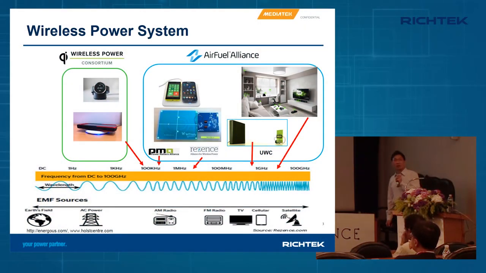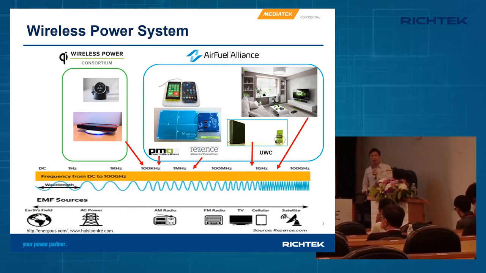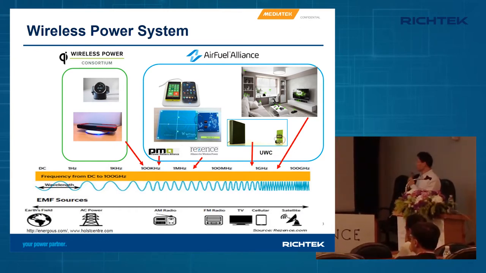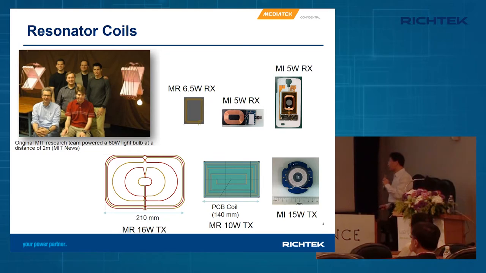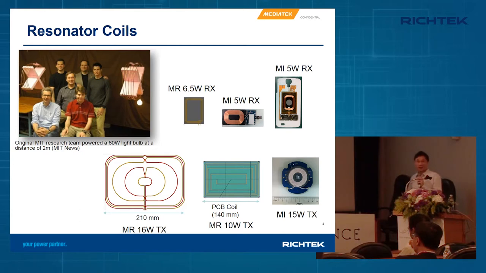There are two major wireless power standards, WPC and the A4WP alliance. Today, my presentation will focus on the inductive and resonant wireless power solution. This picture shows the MIT research team powering a 60 watt light bulb at a distance of 2 meters. In this picture, you can see the coil is huge compared to the coil used in consumer products. For consumer applications, the coil must be fixed to the mobile device and consider low cost.